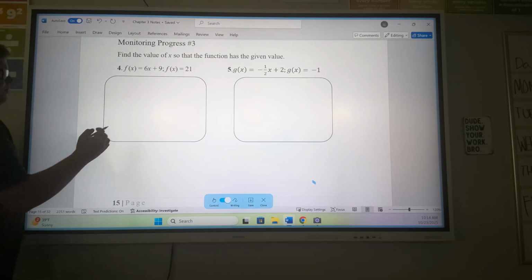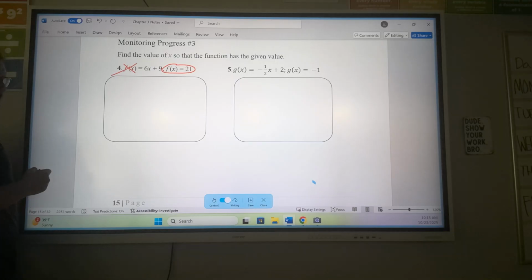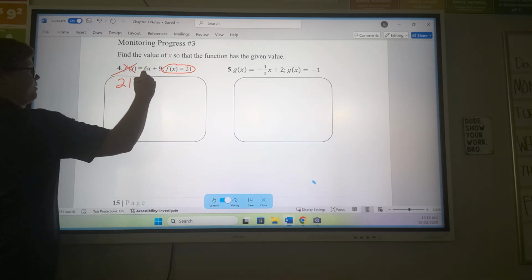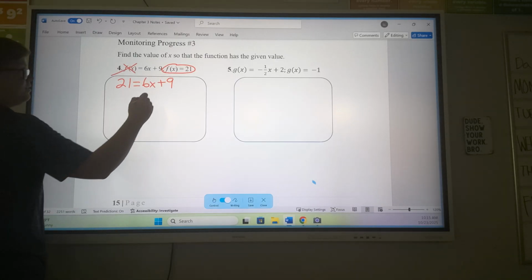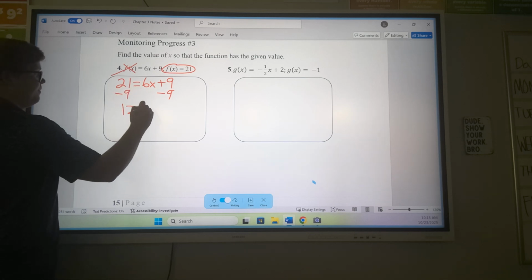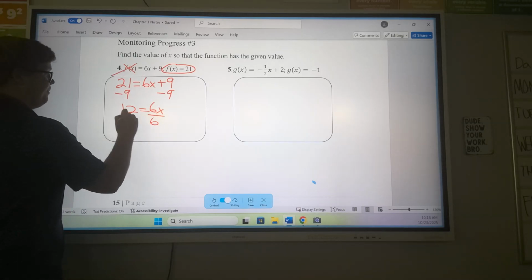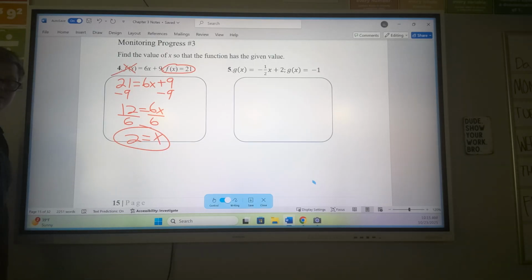Okay, in this situation, we see that f of x equals 21. That means we are taking f of x out. We are putting 21 in its place. So we have 21 equals 6x plus 9. The way to solve this is we subtract 9. 21 minus 9 is 12. And now we have to divide by 6. So we have 2 equals x, or x equals 2. Now we move on to the next one.